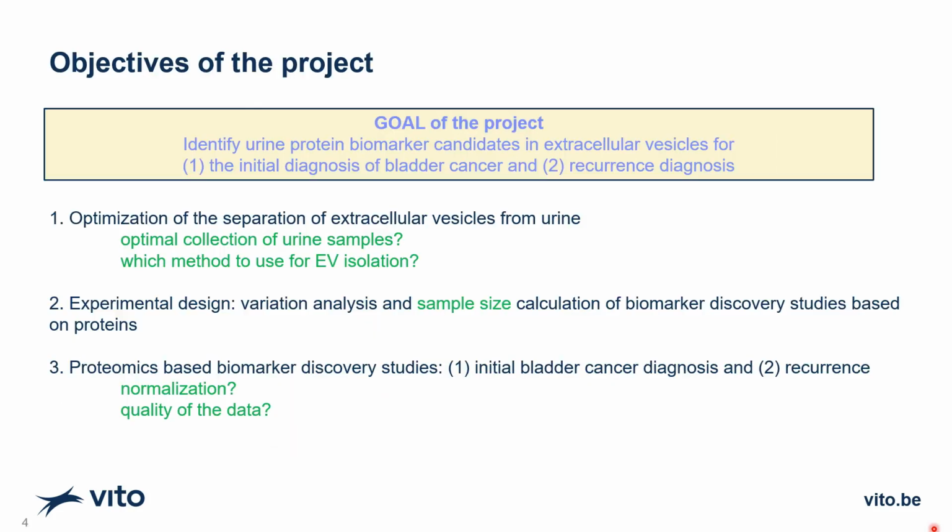When designing an experiment like this, there is a lot you have to take into account, and it's basically the whole session of today. What is the optimal collection of the urine samples? What methods do you use to isolate your EVs? Your experimental design, how many samples do I need to include to get statistically relevant results, and how do I normalize my data? When do I know that the quality of what I produce is actually good? So I'm going to take you through this whole process of experimental design and experimental optimization.